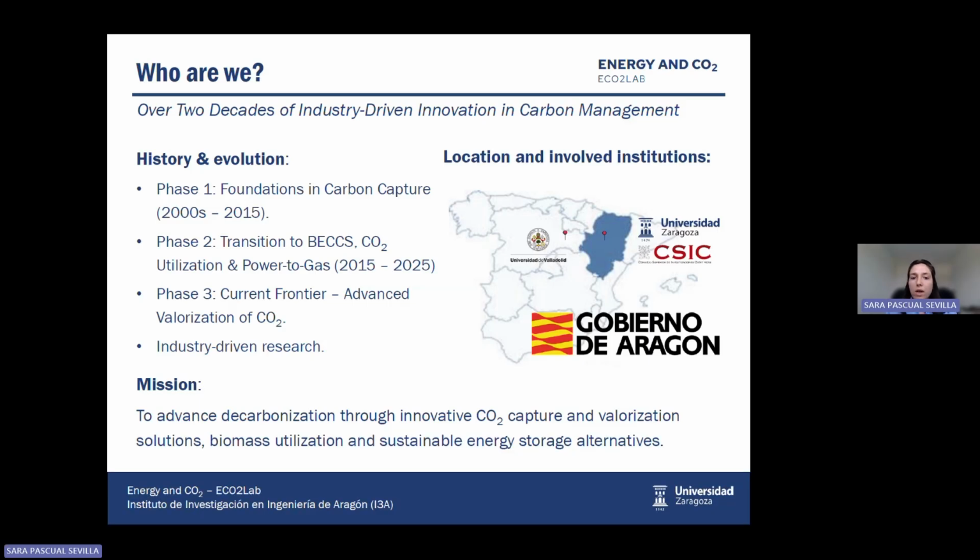So our mission today is clear: to advance decarbonization through innovative CO2 solutions like CO2 capture and also CO2 valorization, and also the use of biomass and sustainable energy storage alternatives.